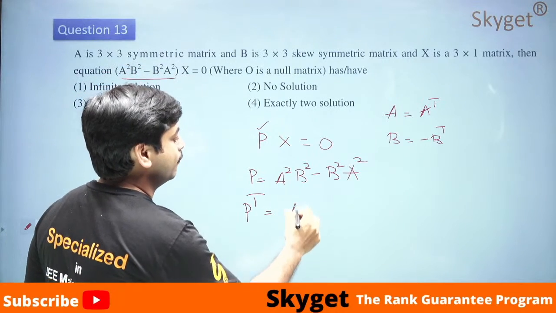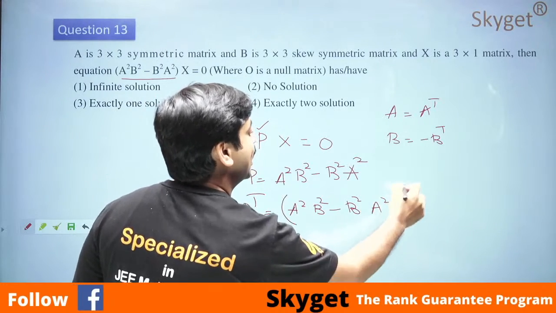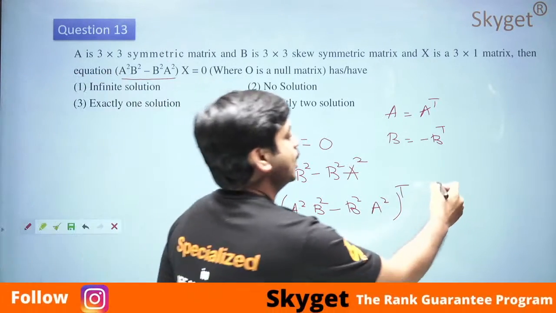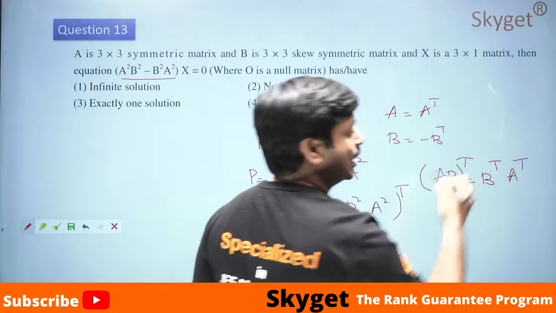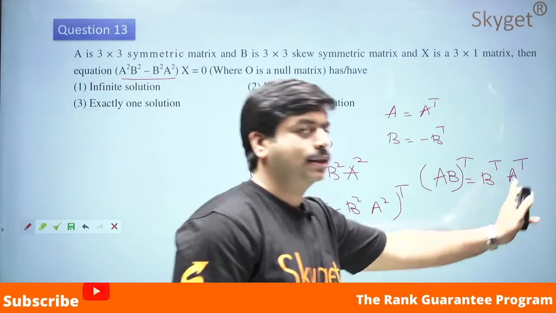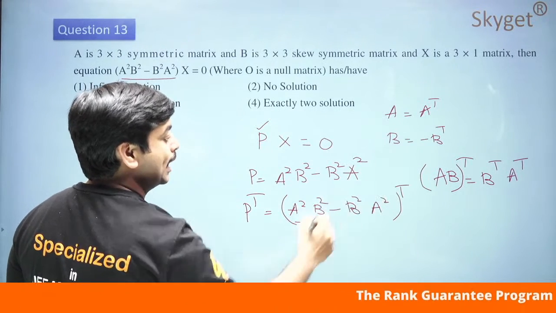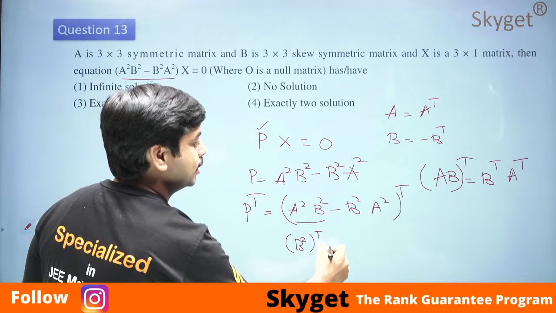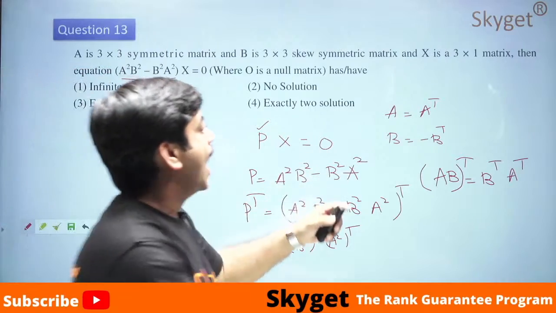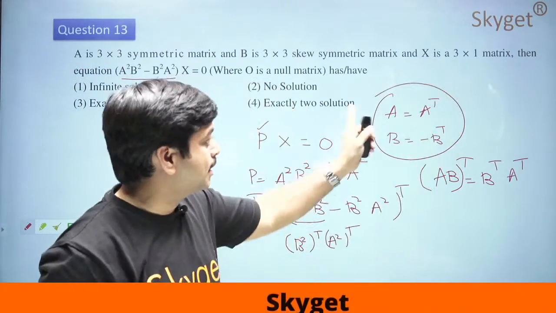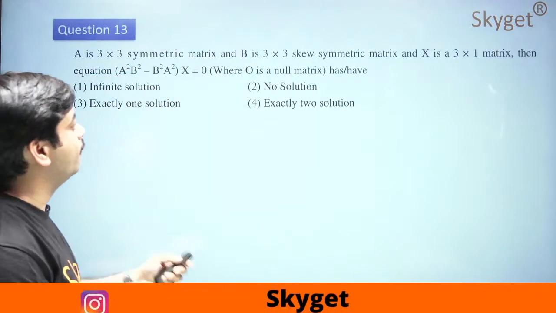So P transpose will give you (A square B square minus B square A square) whole transpose. You need to apply the transpose properties. You know (AB) whole transpose will be equal to B transpose into A transpose. The order will be reversed. So applying the transpose, (A square B square) whole transpose becomes B square transpose into A square transpose, minus A square transpose into B square transpose. Since A is a symmetric matrix, A square will also be a symmetric matrix. So using those properties, we will see what the solution is here.